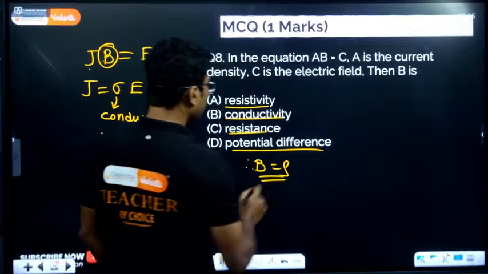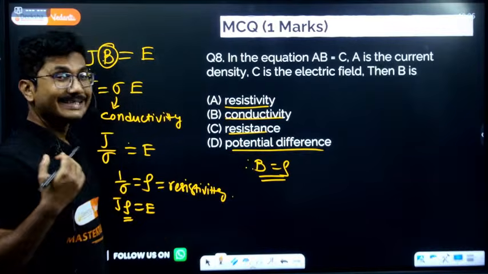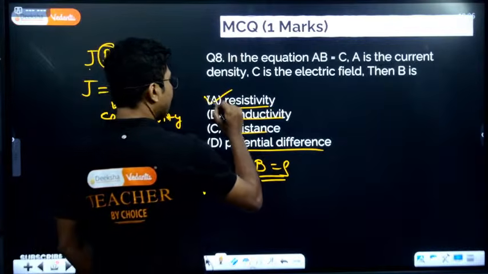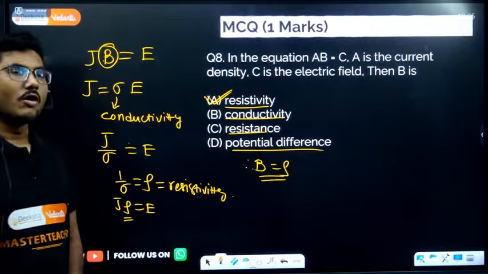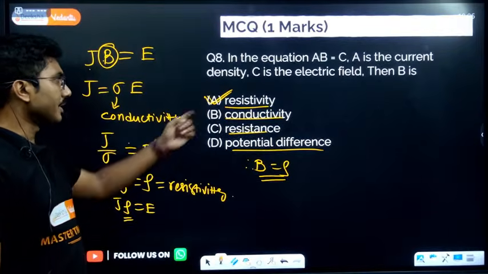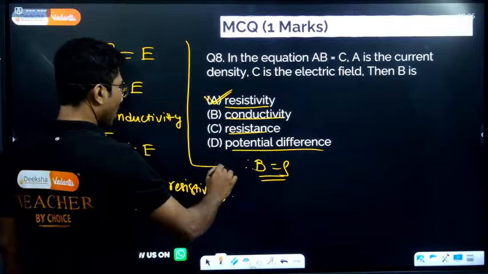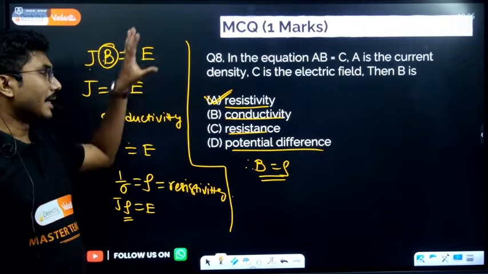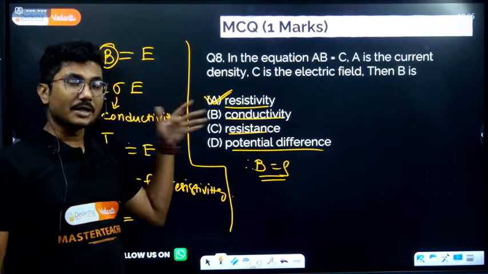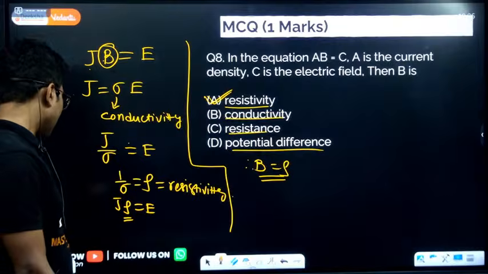That means B is resistivity, not conductivity, and obviously not resistance or potential difference. It is resistivity, so be careful. This was a question in one of the oldest KCET papers, and this kind of question can be asked in your PU board exam as well.